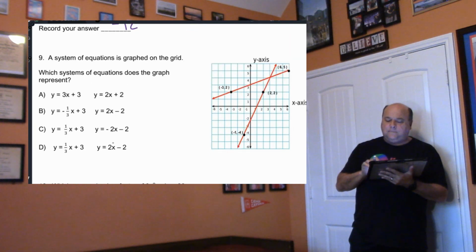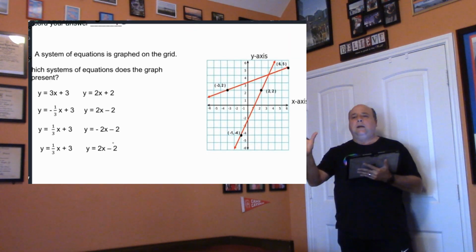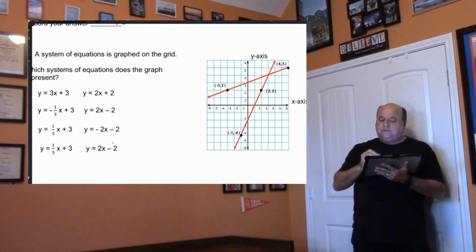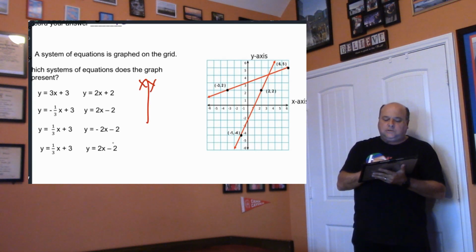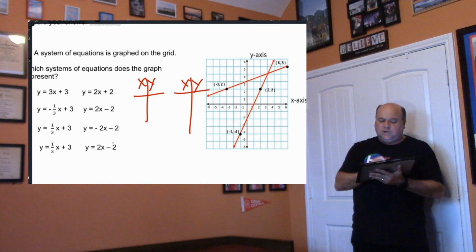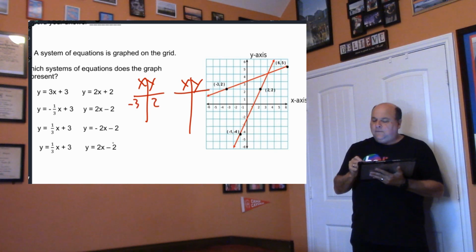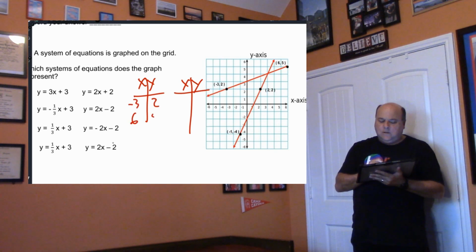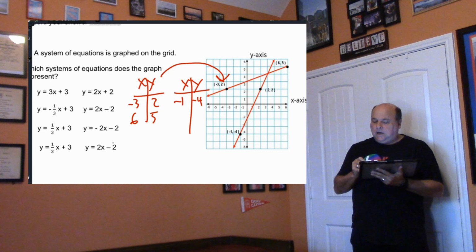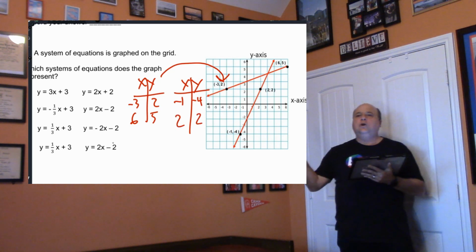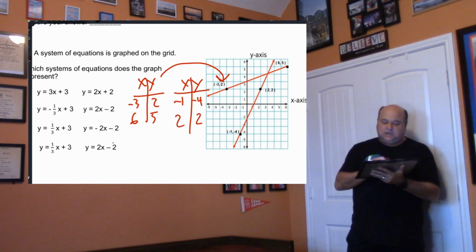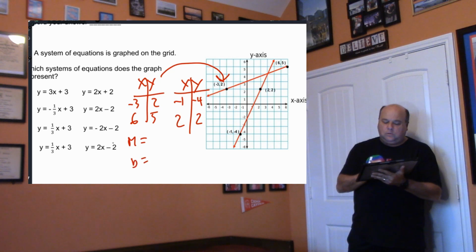Let's go to number 9. Number 9, you're going to have a problem like this, okay? Got to get this. So make 2 T-charts. Let's put this in one T-chart, negative 3 and 2. And this would be, what, 6 and 5? That's this line right here. And then let's put this in, negative 1, negative 4, and 2 and 2. All you would do is type those into the spreadsheets and hit M equal, B equal.